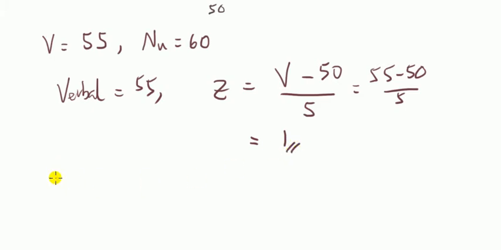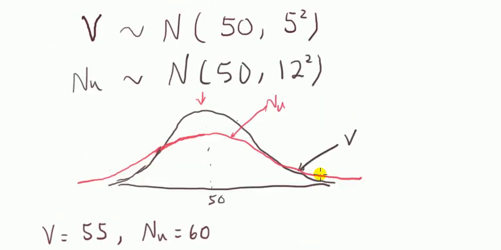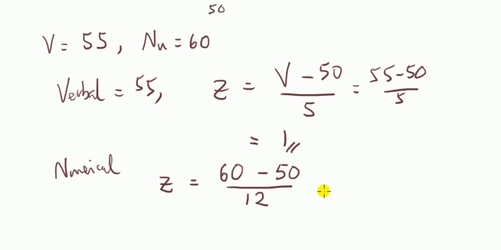Similarly, for the numerical, the z-score for the numerical, I got 60. Subtract the mean for the numerical, 50, over the standard deviation, which was 12 for the numerical. These are where I got the numbers from: the mean, the standard deviation 12, and the variance 12 squared. And that comes to 0.83.